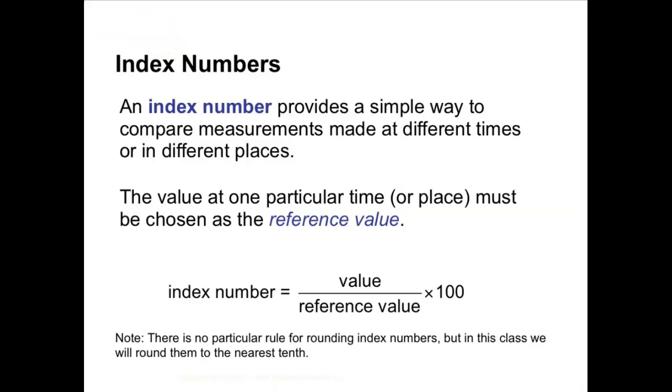All right, and so the one that we're going to talk about today, it's going to provide a simple way to compare measurements made at different times or in different places. The value at one particular time must be chosen as the reference value. So to find an index number, you just take the value that you're interested in, you divide it by the reference value, and you multiply by 100. And there's a little note at the bottom there. It just says there's no particular rule for rounding index numbers, but we'll round them to the nearest tenth. Okay?